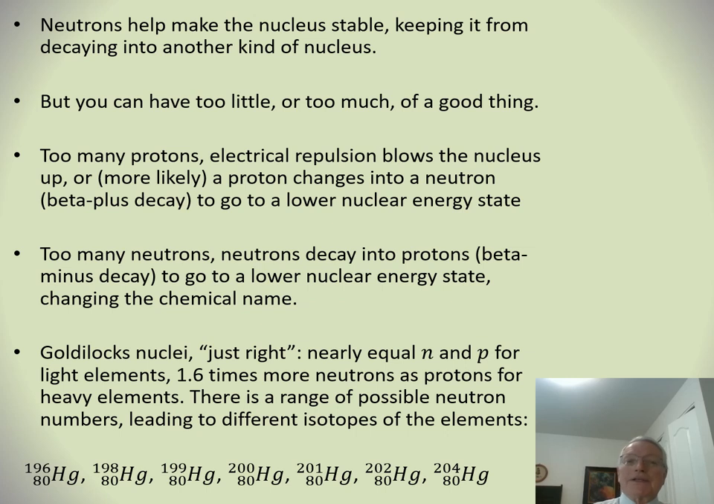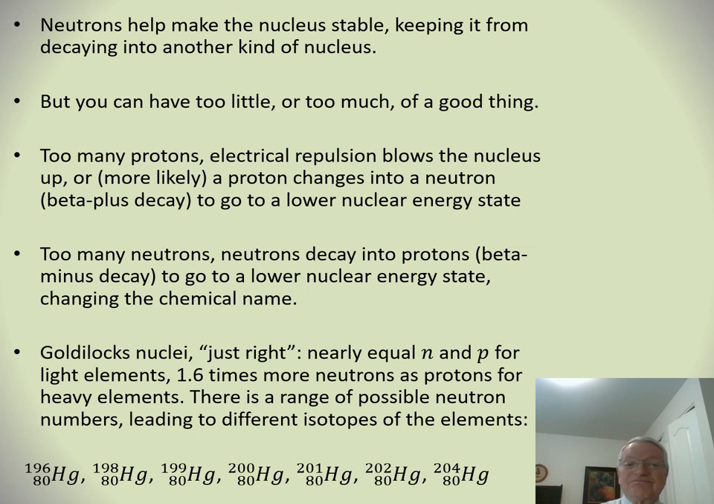Neutrons help keep the nucleus stable, keeping it from decaying into another kind of nucleus. But you can have too little or too much of a good thing. If the neutron number is too small, so that you have too many protons, then electrical repulsion is going to blow the nucleus up, or more likely, allow the nucleus to go to a lower energy state by changing a proton into a neutron. That's called beta plus decay. Or you might have too many neutrons. And then what happens is that the neutrons decay into protons, that's called beta minus decay, to go to a lower nuclear energy state, and that changes the chemical name again.